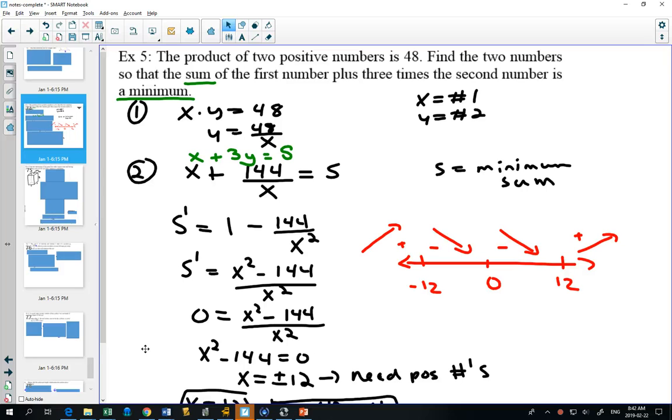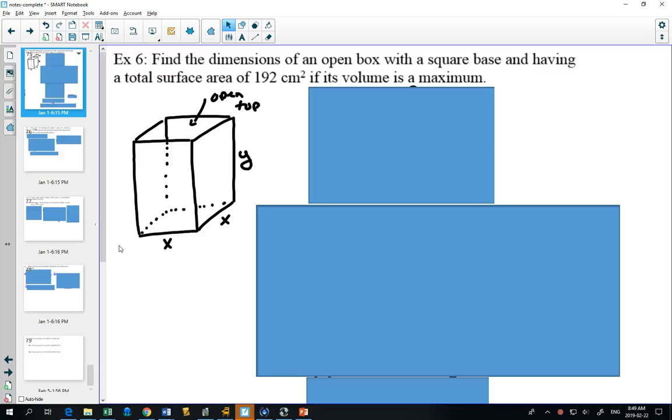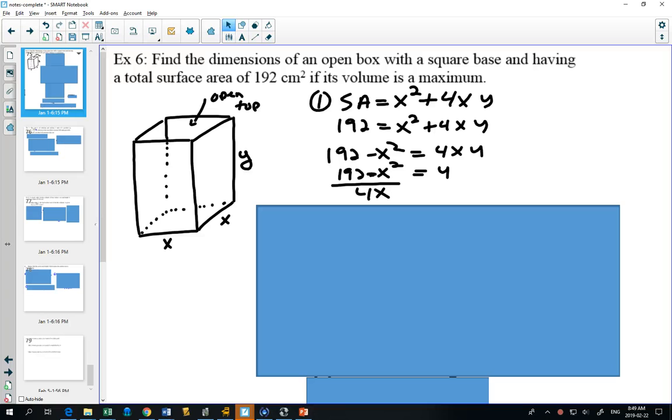So I would like you, now that we've done a couple of these, to try the next one. I'll put the answer up in a bit. It is another volume one. Oh, it's frozen. There we go.